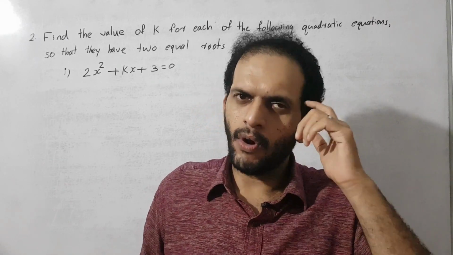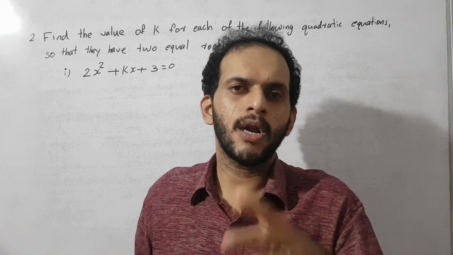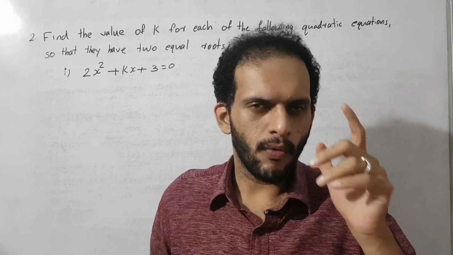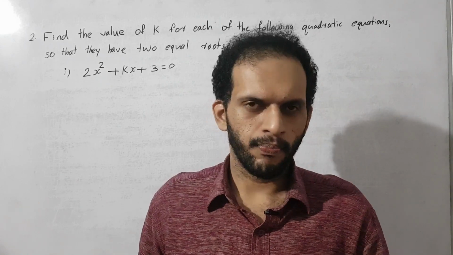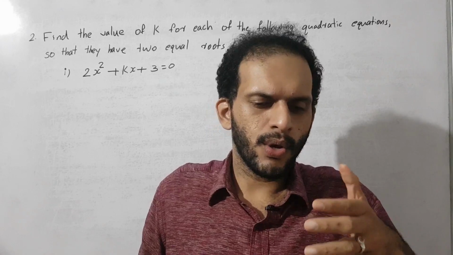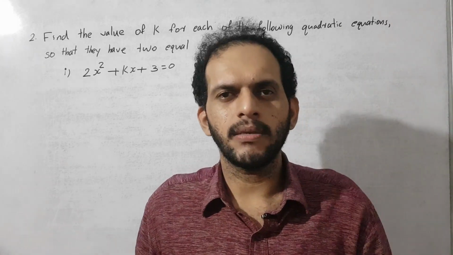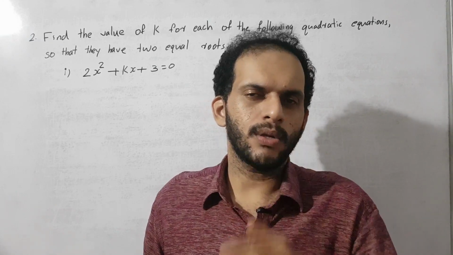Okay, then we got the idea. If the quadratic equation has two equal roots, then b square minus 4ac, the value of the discriminant, is equal to 0. When an equation has two equal roots, that happens only in the case where the value of the discriminant is equal to 0.